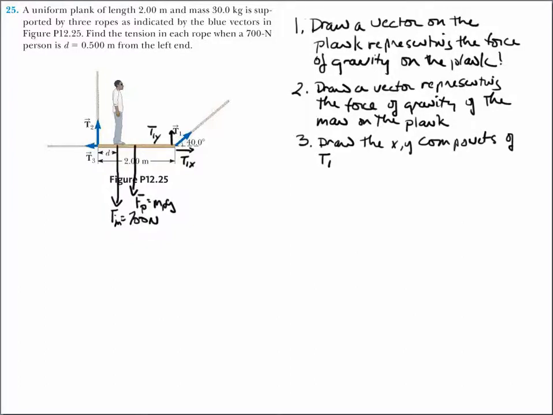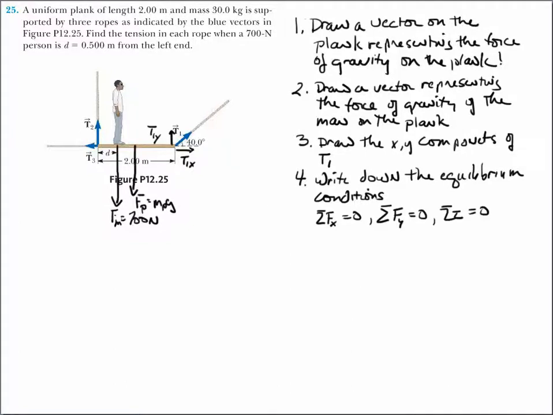Draw the XY components of T1, and of course we show here T1y and T1x. Now write down the equilibrium conditions. And of course that is the sum of Fx, all forces in the horizontal direction, is equal to 0. The sum of Fy, or all forces in the vertical direction, is equal to 0. And the sum of torques is also equal to 0.